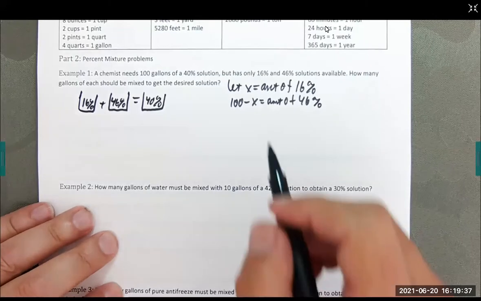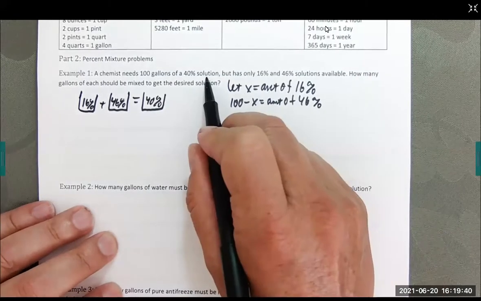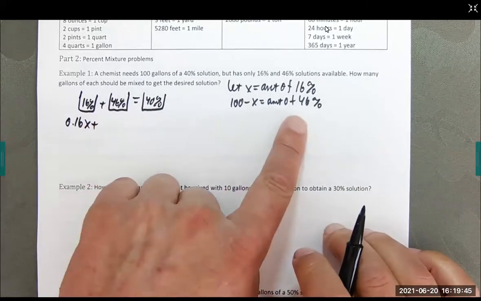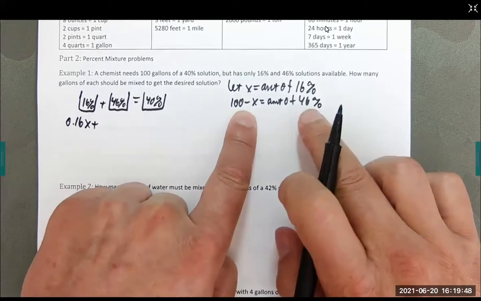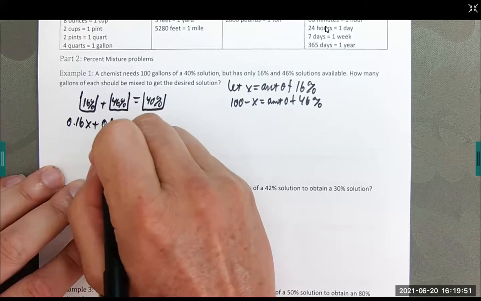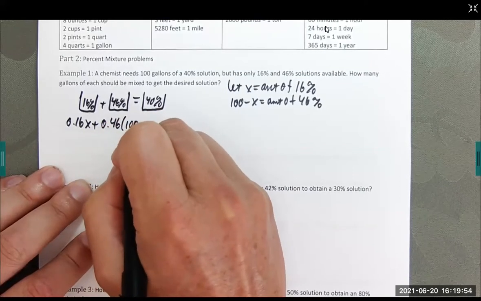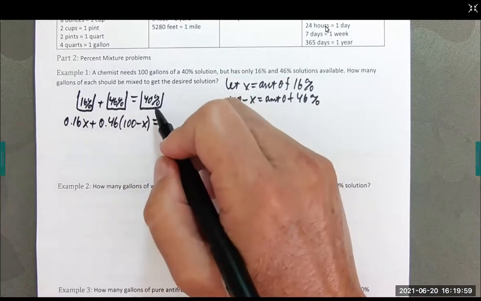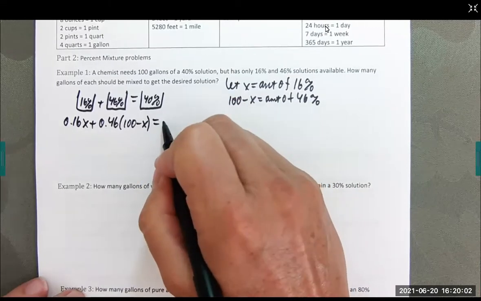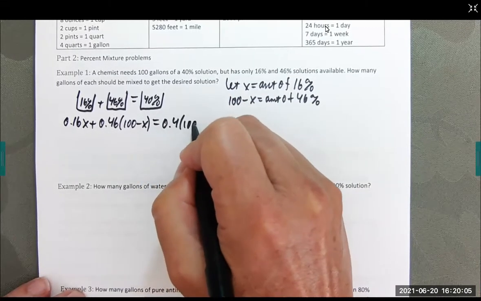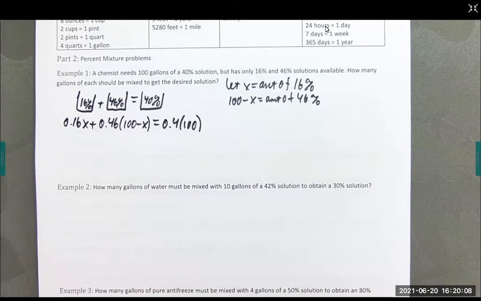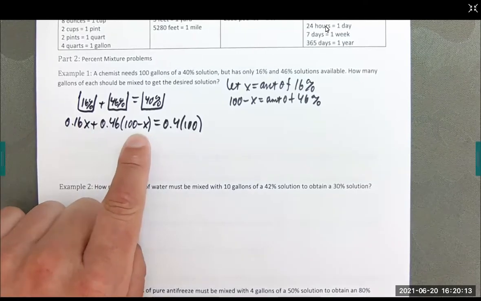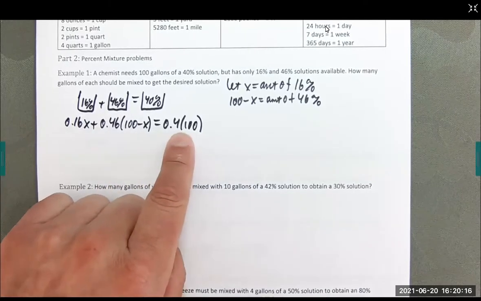So how much of this is actually the actual chemical that's in there? Well, 16% of that is. And how much of this is actually the chemical? Well, 46% of that is. And how much of the 40%, how much of the 100? Well, we know it's 40%, so 40% of the 100. There's our equation. So this is the amount of chemical in the 16% plus the amount of chemical from the 46% should give us our 100 gallons in 40%.